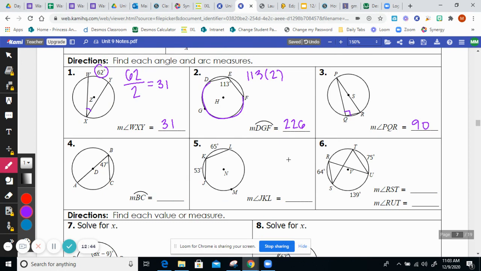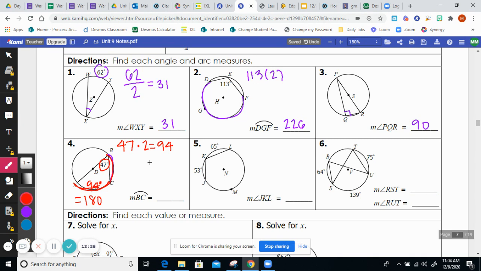All right, so then we could have number 4. It's asking us to find the arc measure of BC. So BC is right here. So we know that this whole thing has to equal 180 degrees. So if this part is 47, we're just going to multiply it by 2. When we multiply it by 2, we get 94. So that means that this part of the arc, arc AC, is 94 degrees.